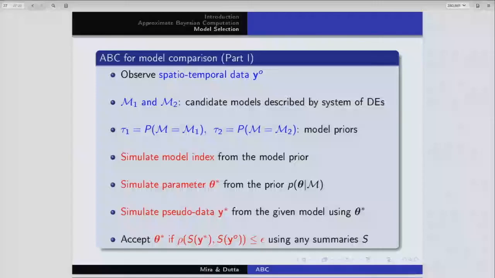To do, on top of this estimation, also model selection, we will add one additional step to our iterative algorithm, which is this red one. Those two lines are describing the setting. So we have model 1 and model 2, which describe a system, given by a system of differential equations, each one indexed by a parameter and each one having this forward simulation property.